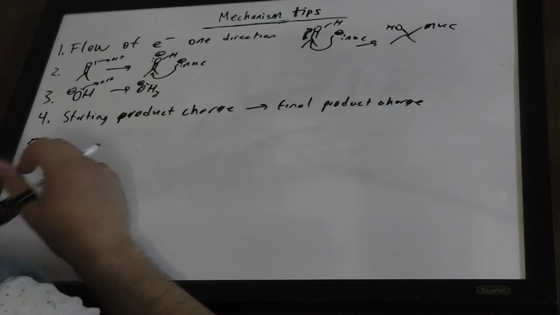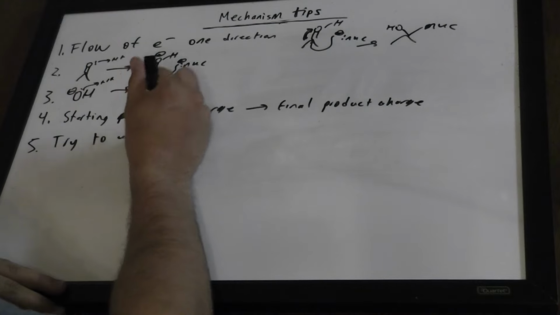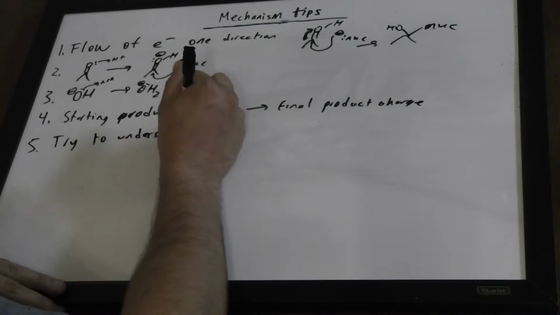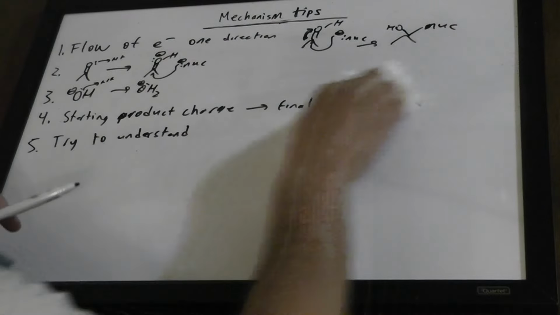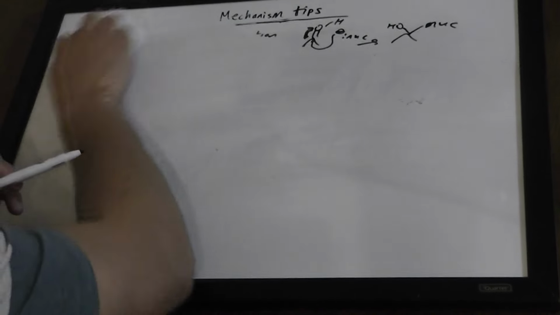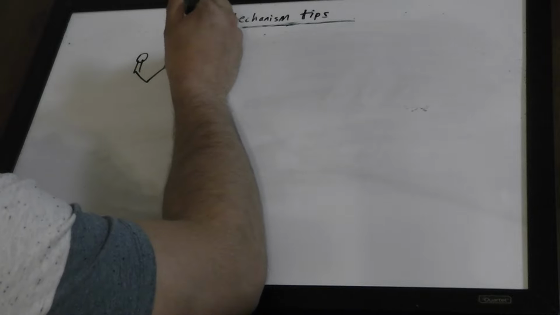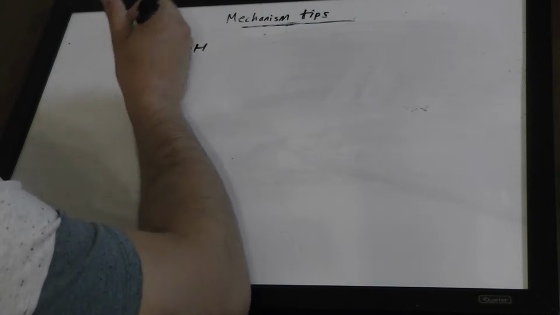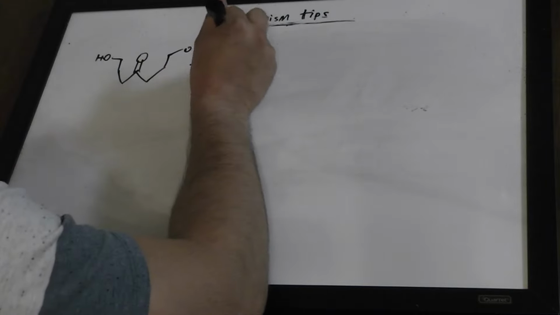And last, it's important to try to understand the flow of electrons rather than memorize a reaction with 5 or 7 steps. So I have an example that kind of combines all of those tips into one problem. That's a lengthy problem, 7 steps.